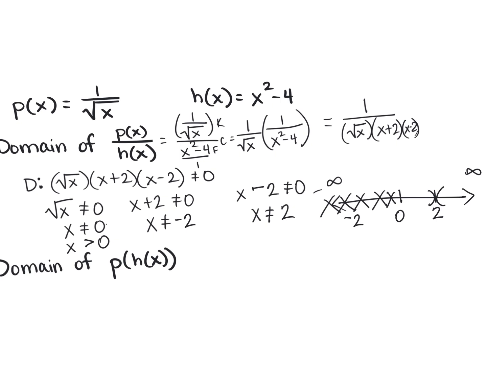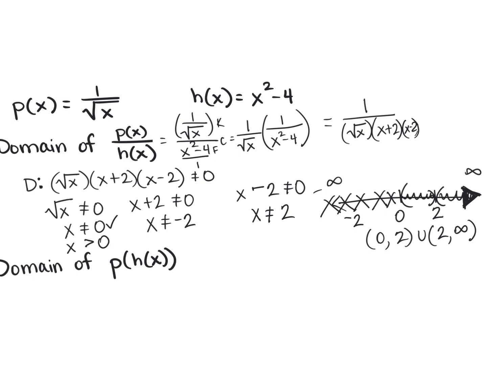So we said from here it can't be equal to 0, so that's a parenthesis. It can't be equal to 2, but that means it can be equal to all of this and all of this. So for this domain, it would go from 0 to 2, union 2 to infinity. No brackets of any kind anywhere.